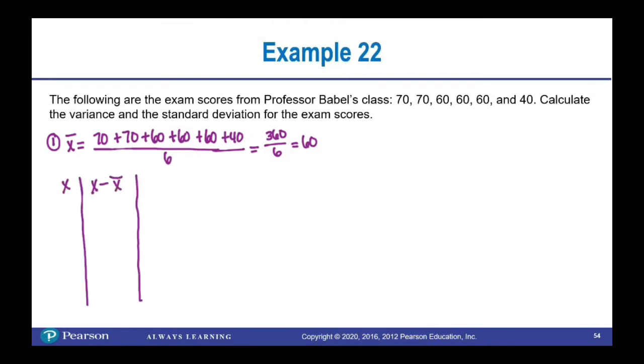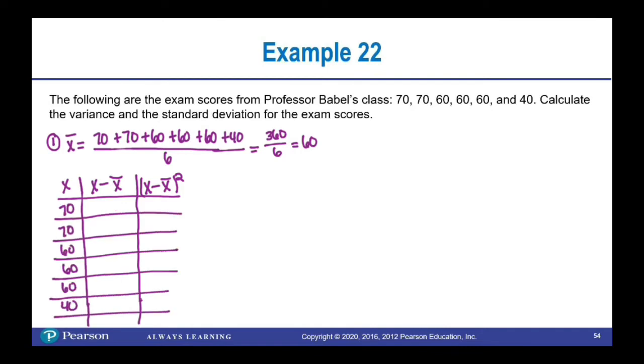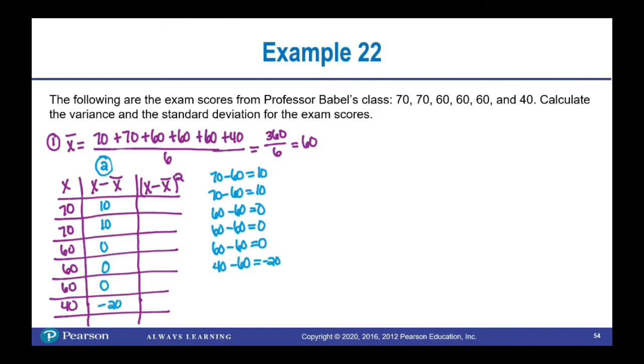Make your table with your x column, x minus x bar, and x minus x bar squared. X is my data values. I do not have to list those values in any certain order. My second step is to find the difference between the value and the mean. That's my middle column. 70 minus 60 is 10. 70 minus 60 is 10 again. 60 minus 60 is 0, three times. And 40 minus 60 is negative 20. The sum of this middle column is 0, and it should always be very close to 0.